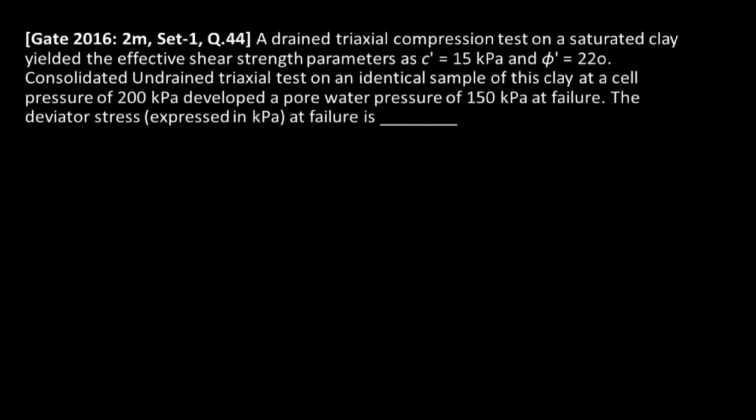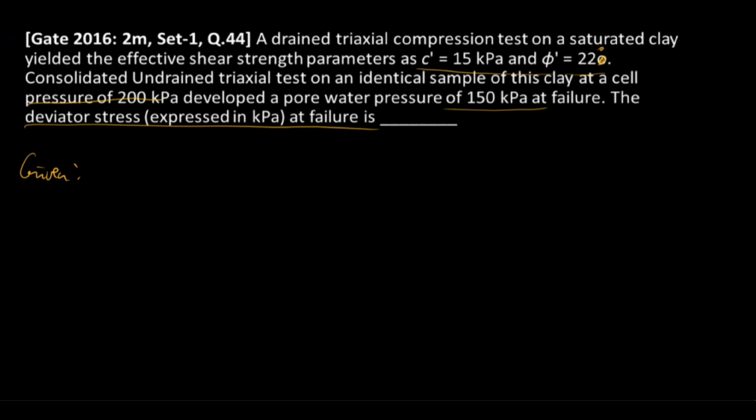In this question, they have given that a drained triaxial compression test on a saturated clay yields the effective shear strength parameters c' = 15 kilopascal and φ' = 22 degrees. A consolidated undrained triaxial test on an identical sample of this clay at a cell pressure of 200 kilopascal developed a pore water pressure of 150 kilopascal at failure. They are asking us to find the deviator stress at failure.